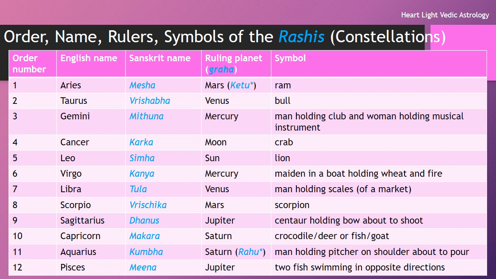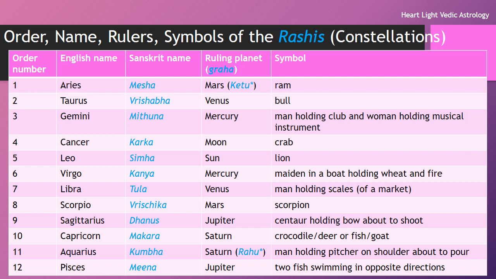The second constellation is Taurus. The Sanskrit name is Rishabha. The ruling planet or ruling Graha is Venus, and the symbol of this is the bull. So a big, sturdy animal. This is a fixed sign, so things in this constellation tend to be steady, strong, maybe even stubborn, perhaps.